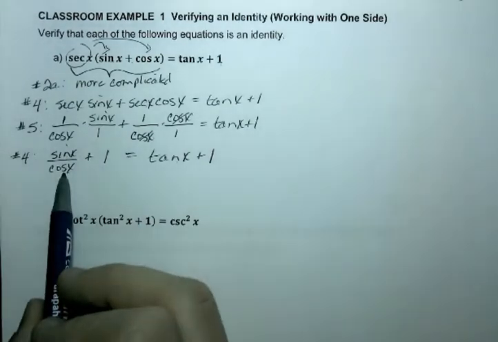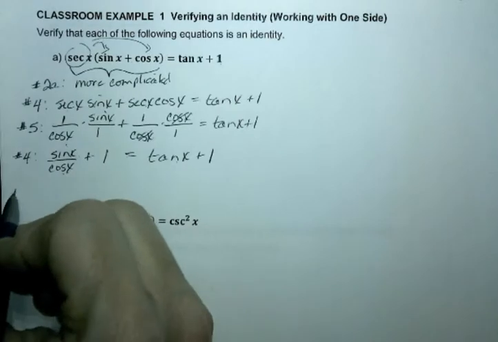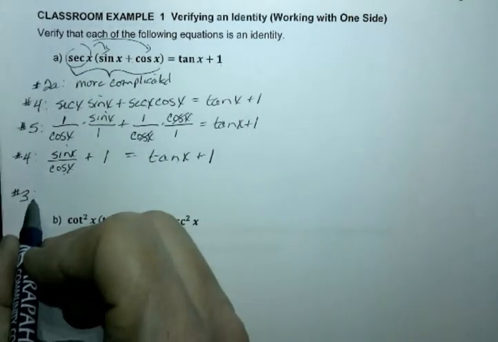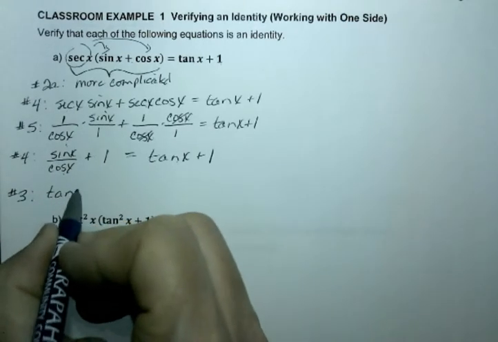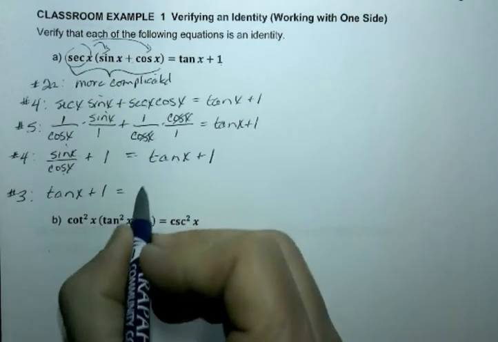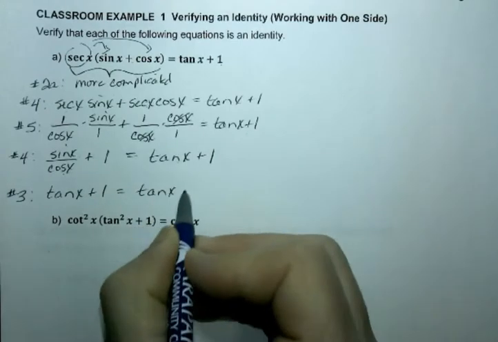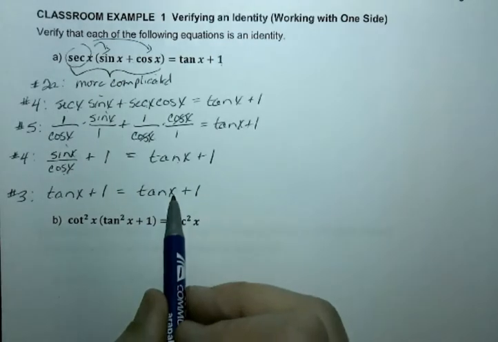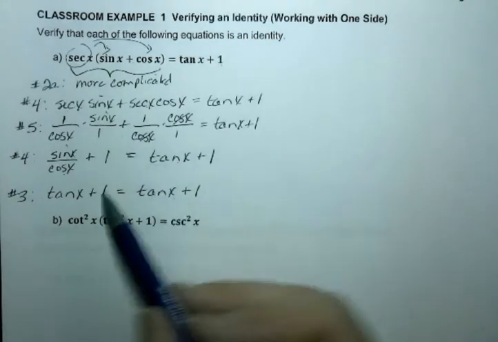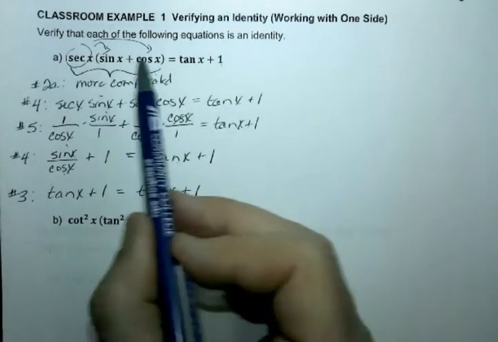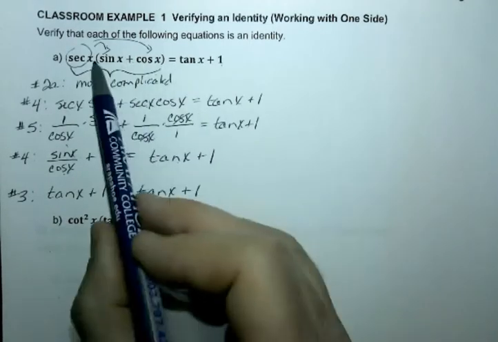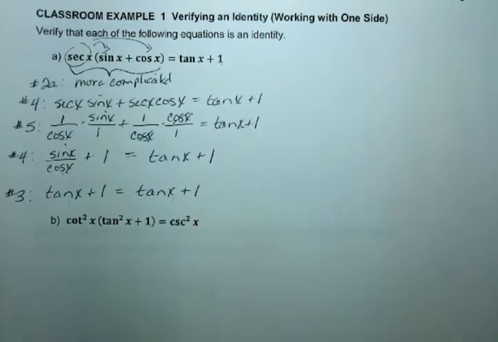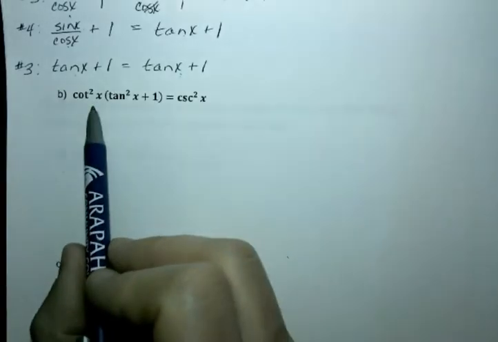Recognizing that this is tangent of x, that's strategy number 3, which says to keep in mind those fundamental identities. So I'm using that quotient identity to rewrite sine x over cosine x as tangent of x, and now I have exactly the same thing on each side. So by doing this, I've shown that this identity is true because I rewrote this side and got it to look exactly like the other side. Let's do the same thing with this one.